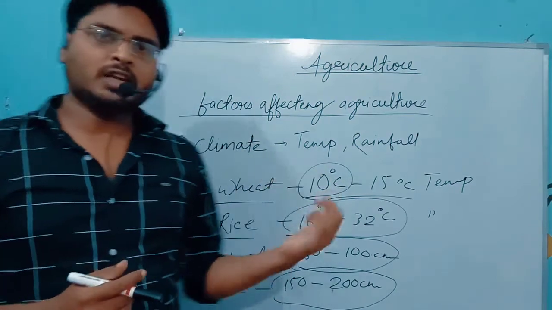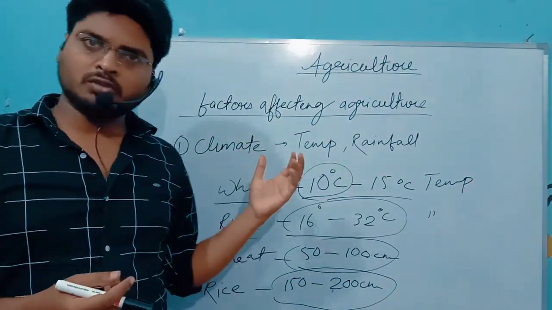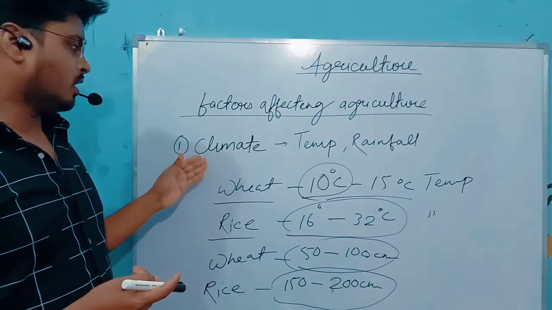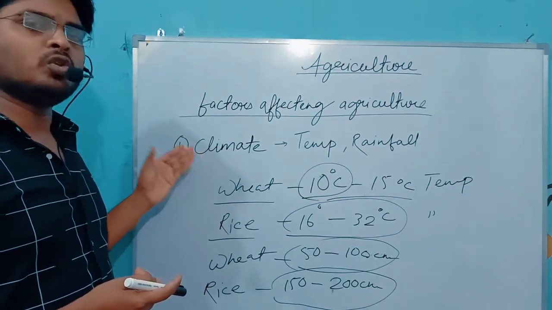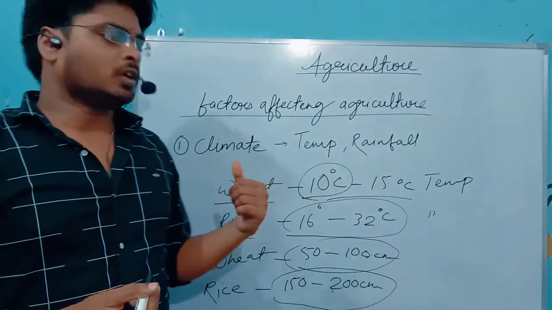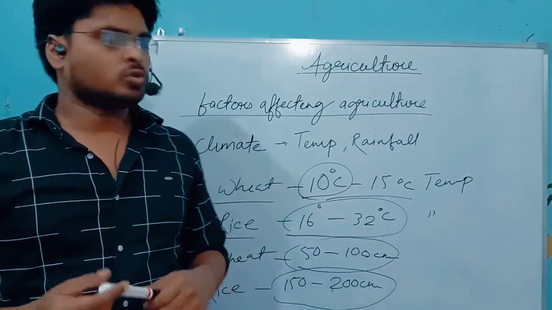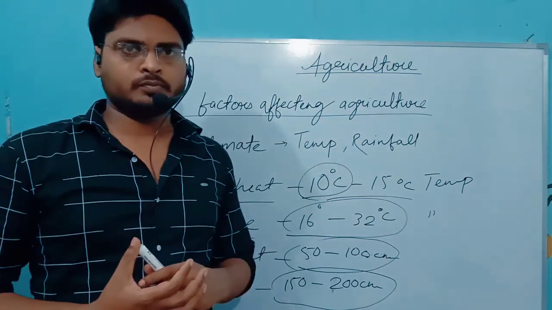So a different type of climate is required for different types of crops. Because of that, climate is very important. If the climate is suitable, then only you can grow crops. If it is not suitable, then crops will not grow. Okay, so let's move to the next point.